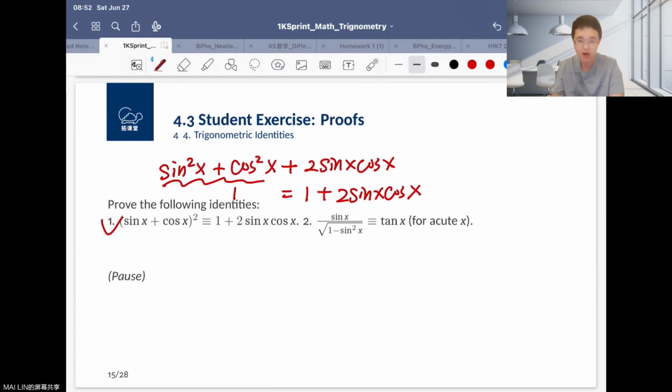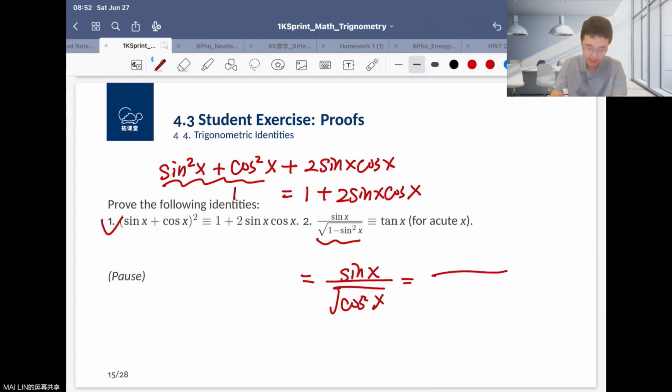For the second problem, we have 1 minus sine squared, which we can say is cosine x squared. So it equals sine x over the square root of cosine x squared. That equals sine x over cosine x. Using the equation from before, that is tan x, right? So that is for our proof problems.